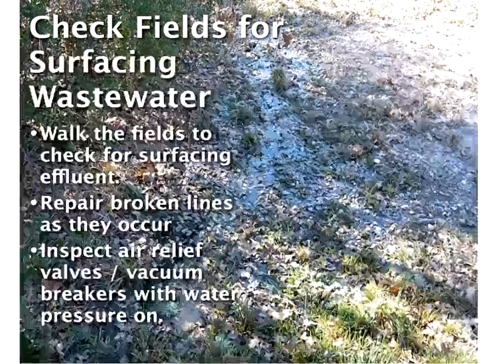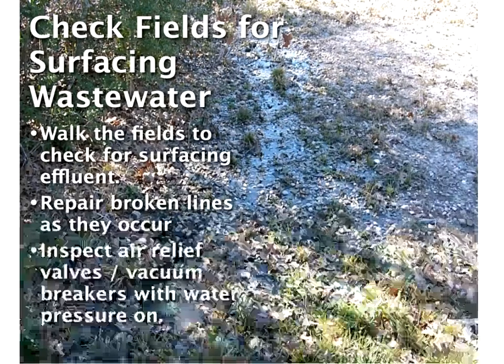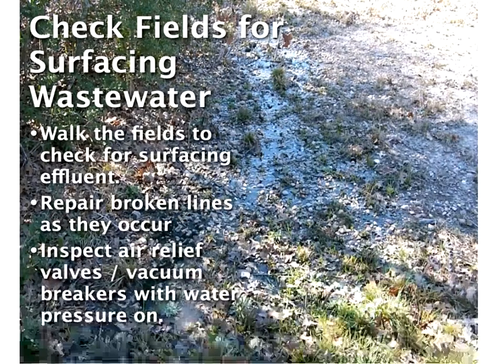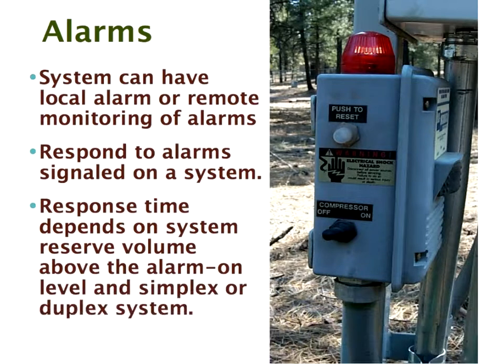Okay, this we spoke about. Repair broken lines, inspect air relief valves, and this we've spoken about. Alarms. Now again, the alarms can either be in the bedroom or outside, or in the maintenance man's bedroom if it's a Malibu home.